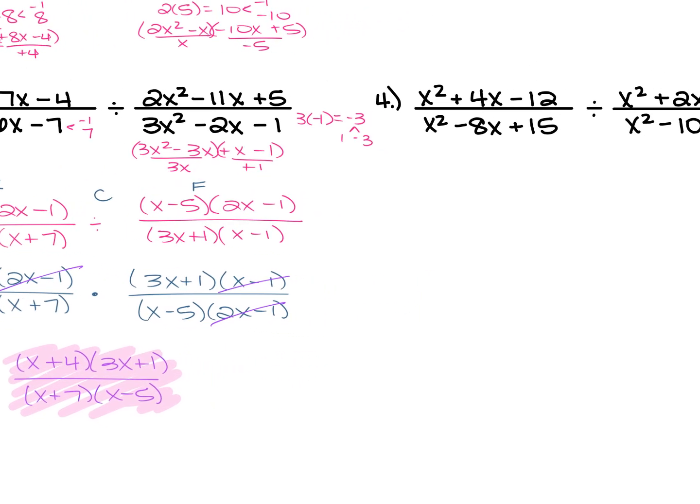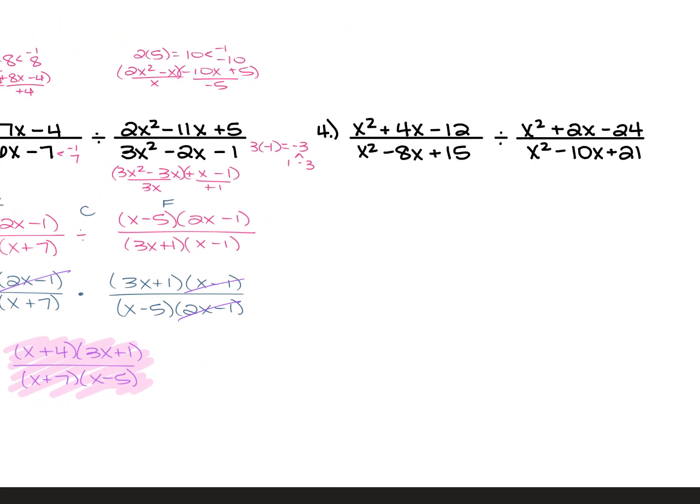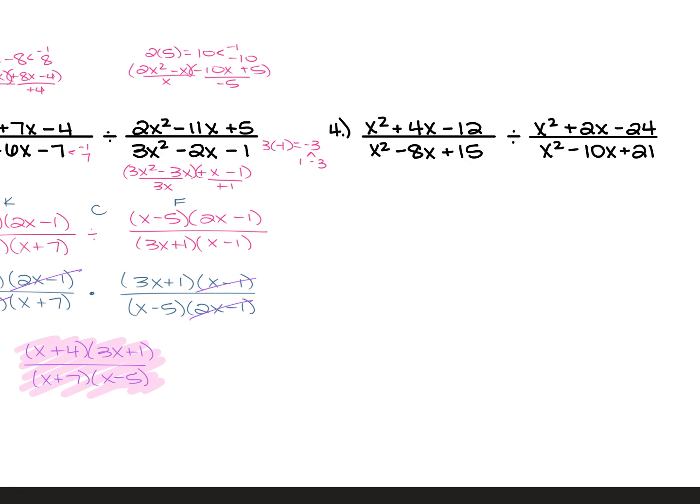For number 4, we have x squared plus 4x minus 12 over x squared minus 8x plus 15 divided by x squared plus 2x minus 24 over x squared minus 10x plus 21. Again, this one is more similar to the ones that you're going to see on your quiz tomorrow.